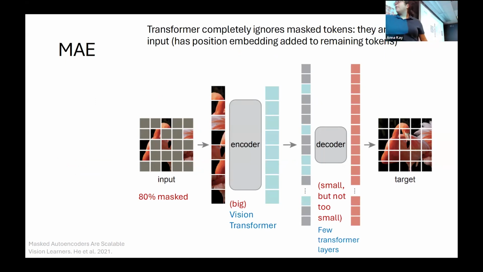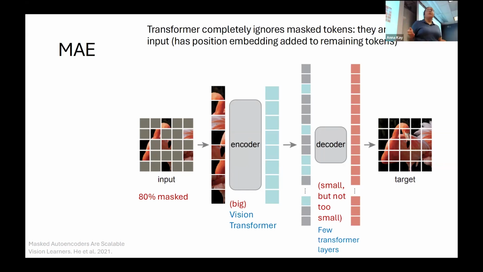We take whatever's left of the patches, and we're going to pass them through an encoder, which is just our big transformer network. And then we're going to place back all of the empty patches that we ignored in the transformer. And we're going to have a smaller decoder, but it's not too small. It's not like one layer. It does have a few transformer layers in it. And we're going to ask the model to fill in the blanks here and predict the filled-in image.